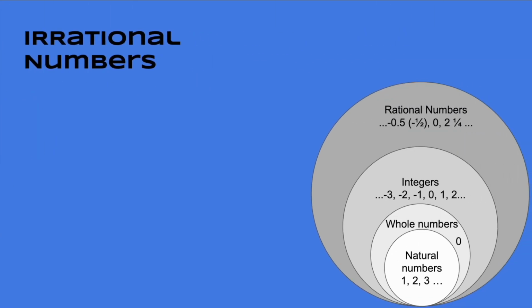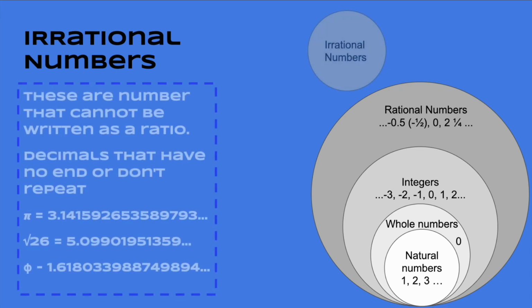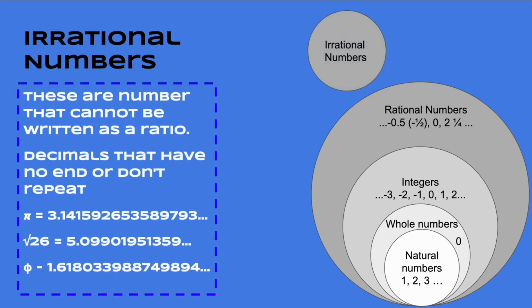Our next group are actually called our irrational numbers. The prefix ir stands for the word not. So these are not rational numbers, so we cannot write them as a ratio or a fraction. So these are our decimals that don't have an end. We can't really find them repeating, such as pi, square roots of most numbers, such as the square root of 26, or the number 5.